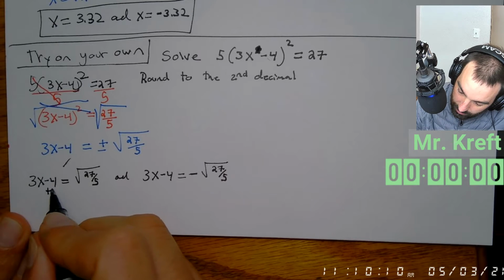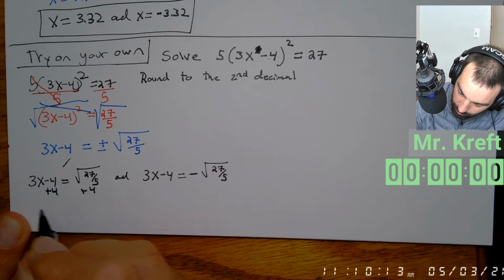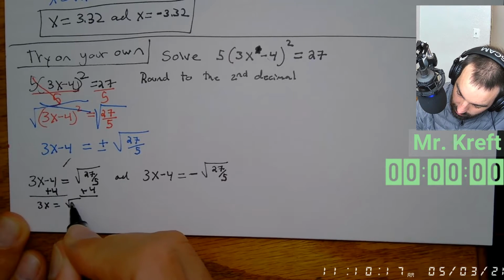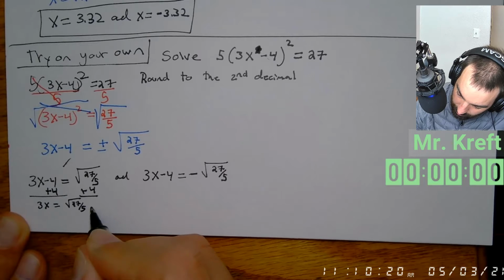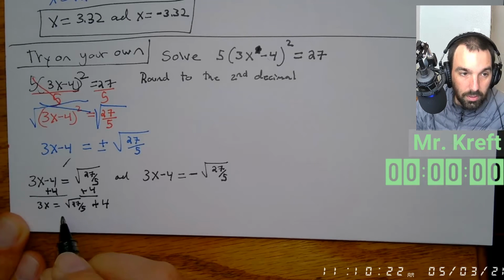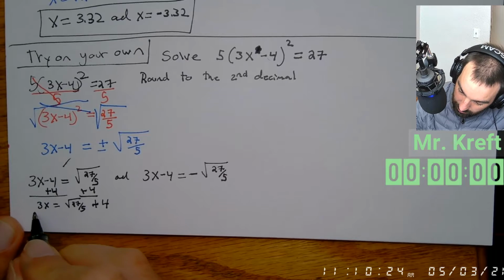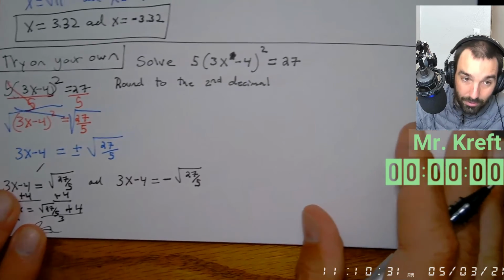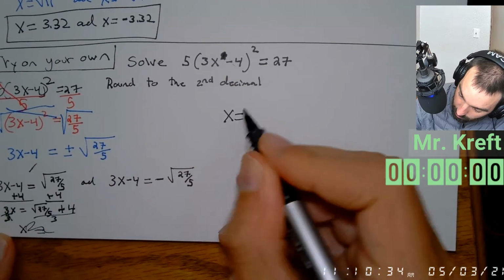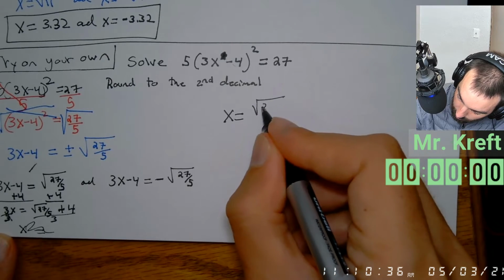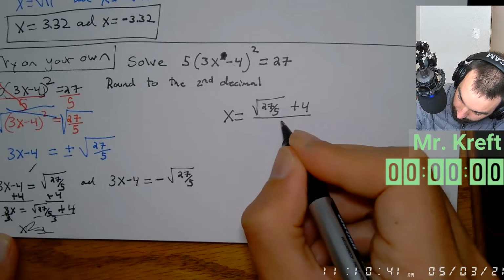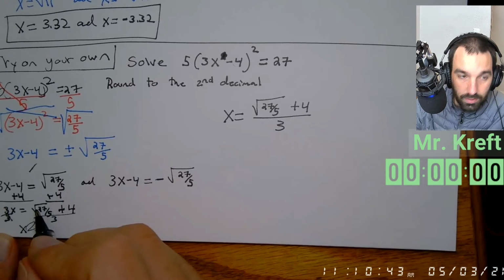So again, we start with addition, subtraction. So I'm going to add 4 to both sides like this. So I get 3x equals, and it's just the ugly bits, sorry, I'm running out of room, plus 4, right? So it's just that plus 4. And then I divide by 3. I get x equals, here, I'm going to go over here, I ran out of room. I'm going to get x equals the square root of 27 divided by 5 plus 4, all over 3. Okay, so that's this answer.